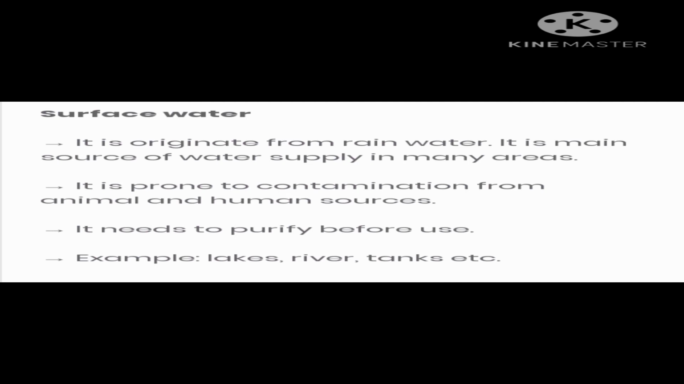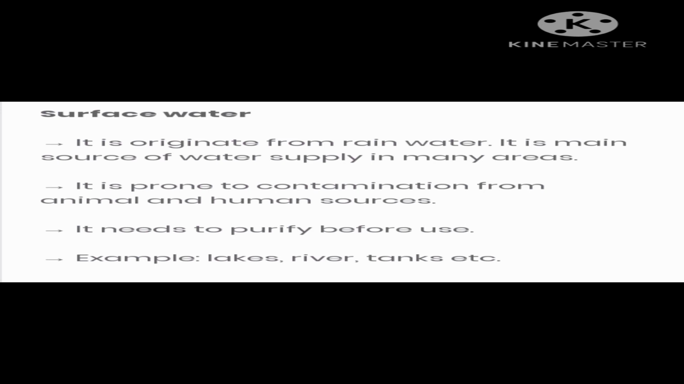So again I am repeating once more. Surface water originates from rainwater. It is the main source of water supply in many areas. It is prone to contamination from animal and human sources. It needs to be purified before use. And examples of surface water are lakes, rivers and tanks.